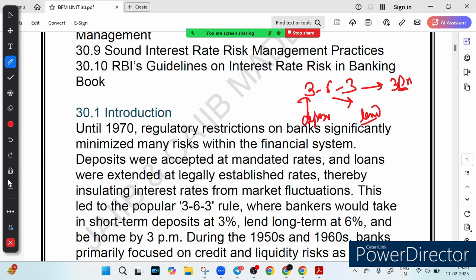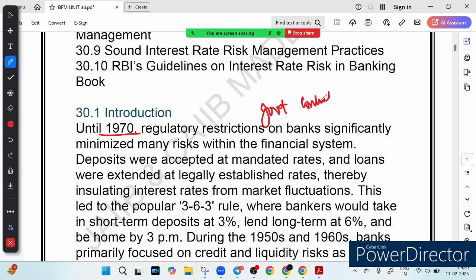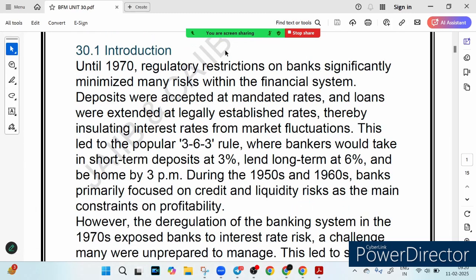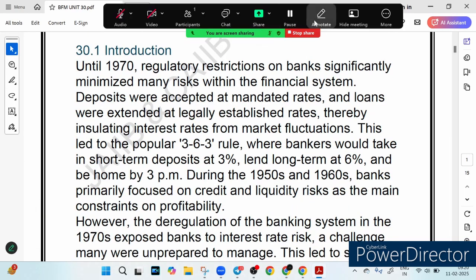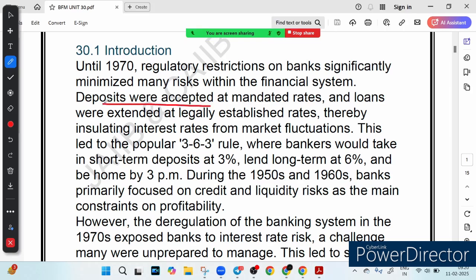Banking was heavily controlled by government. Right, banking was heavily under government control. So banks had to follow fixed interest rates both on deposits and loans. So there was a concept of fixed interest rate which banks had to follow both on deposits as well as loans. You can clearly see written here that deposits were accepted at the mandated rate, right? So this means that they did not have to worry much about market ups and downs, right? So they were insulated, clearly written, insulating interest rate from market fluctuation.